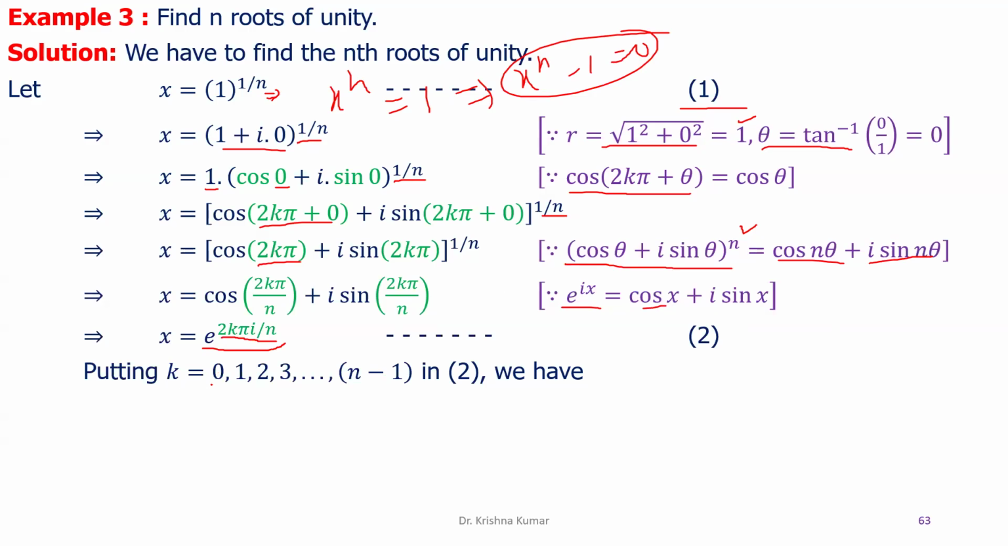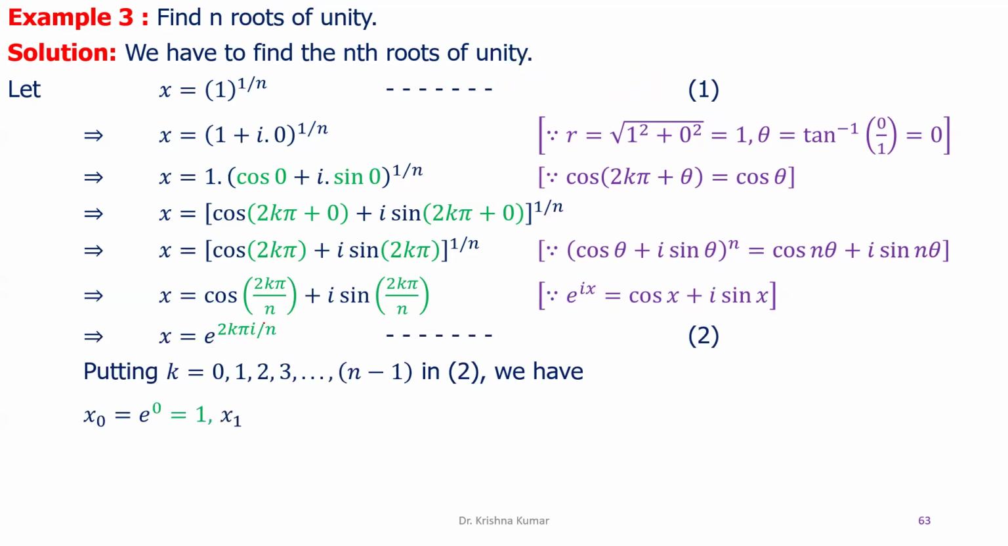By putting the value of k equal to 0, we get the first root. If we put k equal to 1, we get the second root. If we put k equal to 2, we get the third root, and so on. If we put k equal to n minus 1, because it started from 0, we get the nth root of 1. So let us try to put k equal to 0. If we put k equal to 0, what will happen? It is e to the power 0, which is equal to 1.